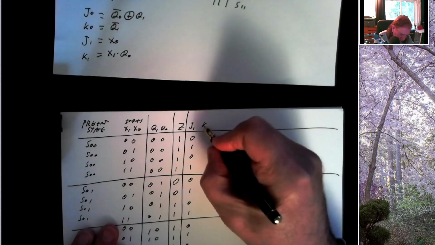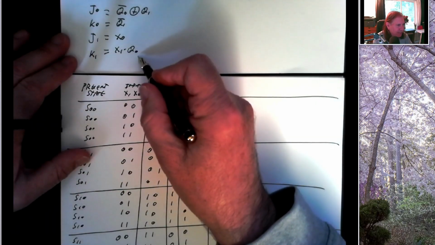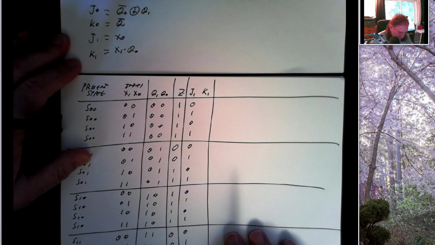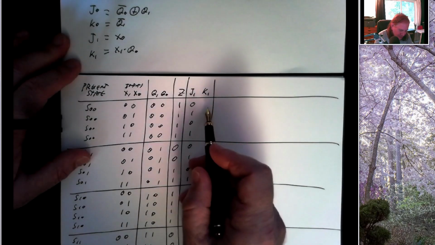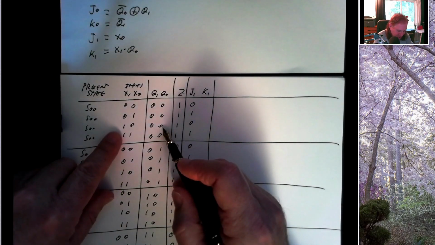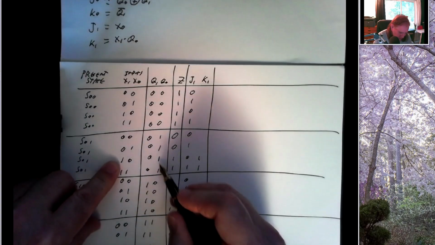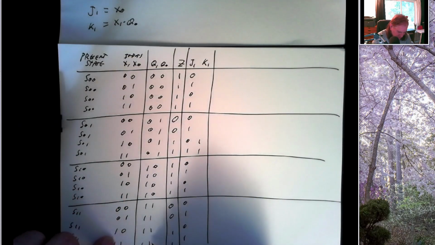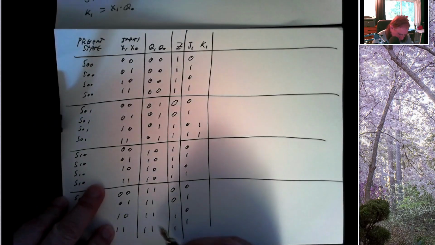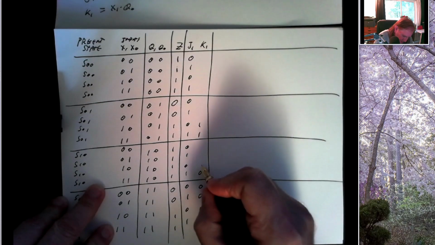And then K1 is X1 ANDed with Q0. So anywhere that X1 is a 1 and Q0 is a 1, K1 is going to be a 1. So I'm looking for 1s in these two columns. And it looks like here and here I've got a pair of 1s. And then I've got 0s, 1, 0, 0, 1s. But here and here I've got a pair of 1s. And then everywhere else it's going to be a 0.